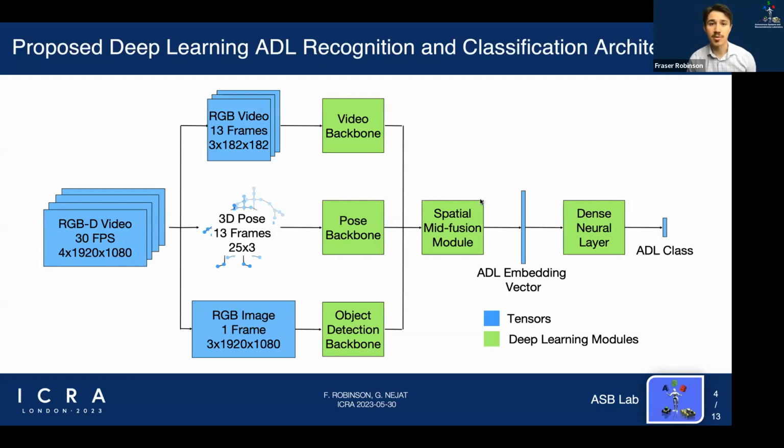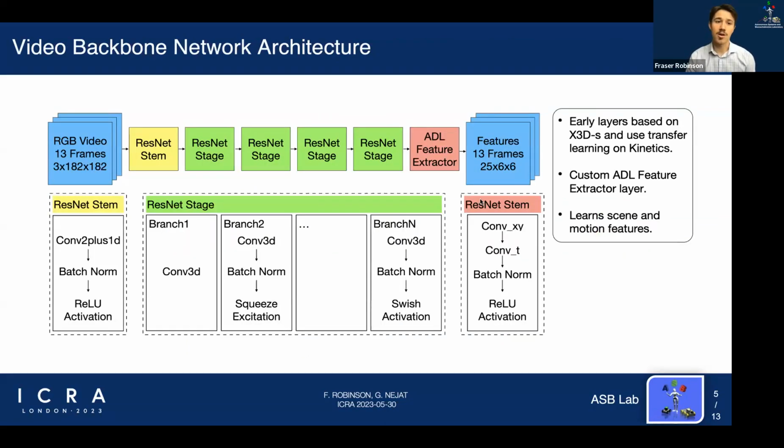This is our proposed deep learning architecture. As you can see, it is a multimodal deep learning network that uses RGB video, 3D pose, and an RGB image, and we will go into more detail of how each is processed by their respective backbones. The video backbone network architecture is based on the X3D small architecture and adds a custom ADL feature extractor to the last layer for extracting specific ADL features. It learns scene and motion features from the video that is compressed and cropped from the initial input.